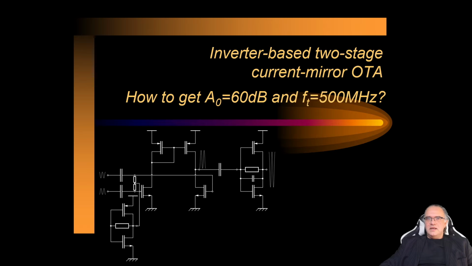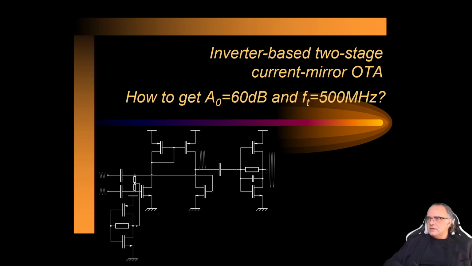Hi, my name is Georgi Radulov, and I would like to discuss with you the inverter-based two-stage current mirror operational transconductance amplifier, and I will exemplify the design of such an amplifier by targeting a DC gain of 60 dB and a unity gain bandwidth of 500 MHz.